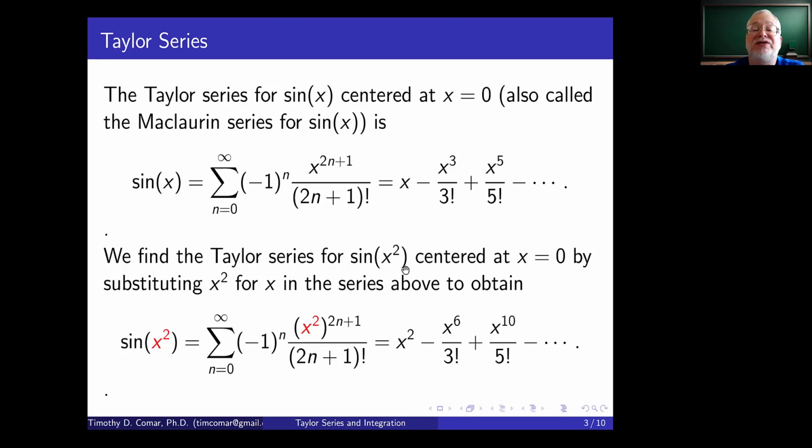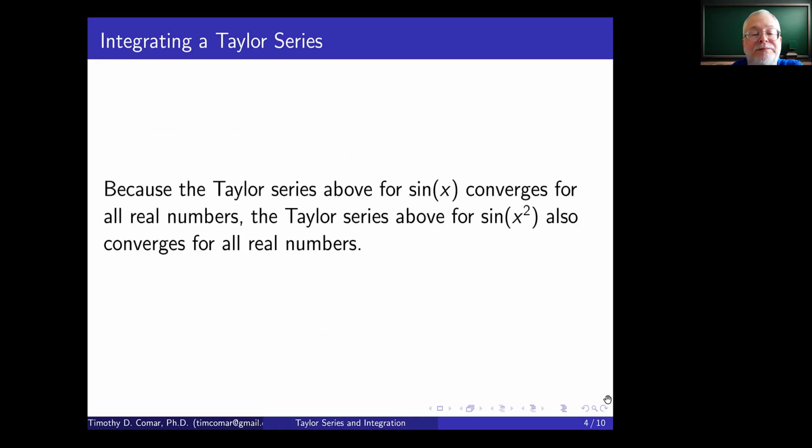We find the Taylor series for sine of x squared, centered at x equals 0, simply by substituting x squared for x in the series above. And we see that here where the x squared is substituted in red, and the first couple terms are written out here on the right. Because the Taylor series above for sine x converges for all real numbers, the Taylor series above for sine of x squared also converges for all real numbers.